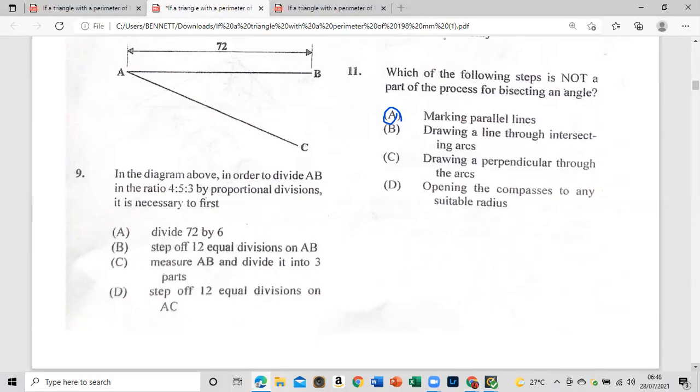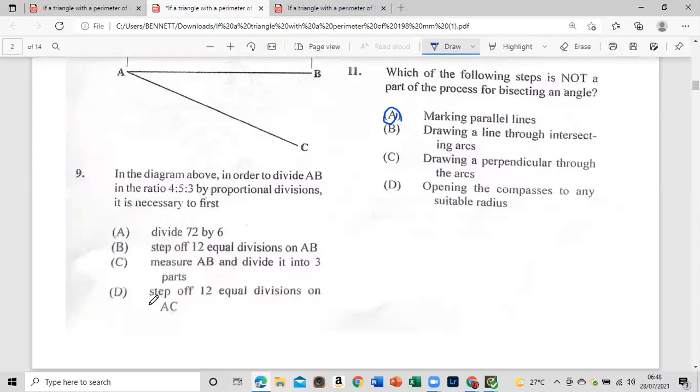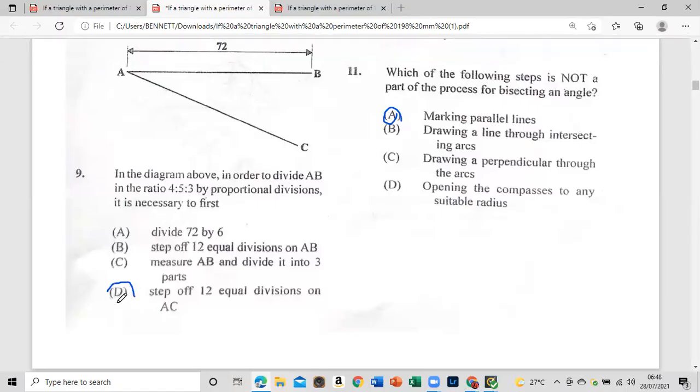I'm looking at option A and B, and they seem to be the same thing. Oh, AC. Oh, yeah, it's not the same thing. And number 9 is B, step off 12 equal divisions on AC.